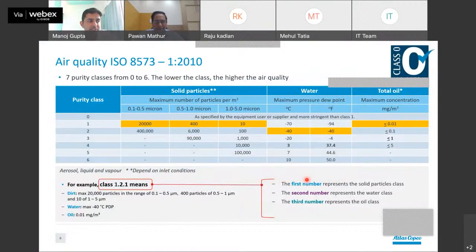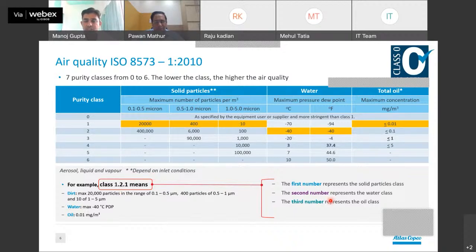Okay, so air quality class. Air quality class is defined by ISO 8573, which has 7 priority classes, starting from 0 to 6. Whenever we discuss class 0 certified, what does it mean? For example, if class 1-2-1 is there, what does it mean? The first number represents the solid particle content in the air quality. So 1 means the air quality in terms of solid particles should be below this range.